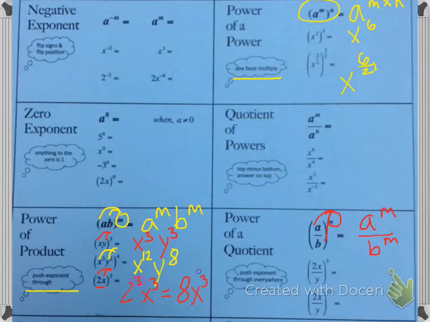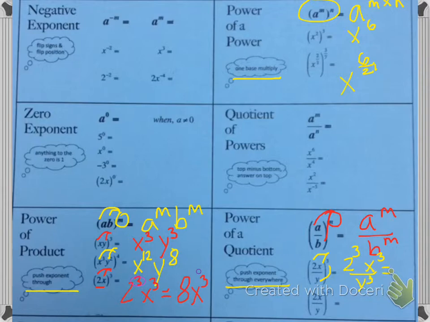Okay, so I'm going to distribute the exponent, push the exponent through everywhere. Same thing as distribute the exponent everywhere. So remember, 2 is a base, x is a base, y is a base. So I'm going to distribute that 3 to 3 places. 2 cubed, x cubed, y cubed.